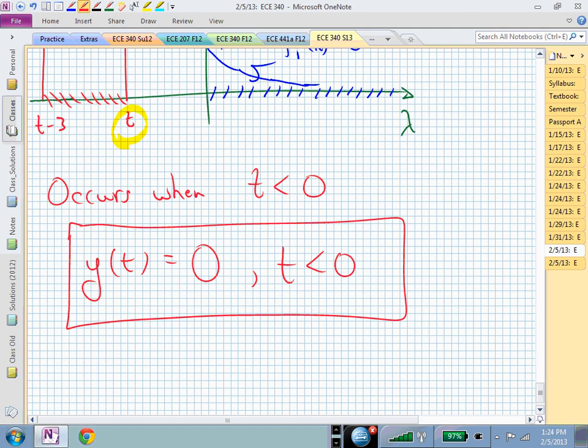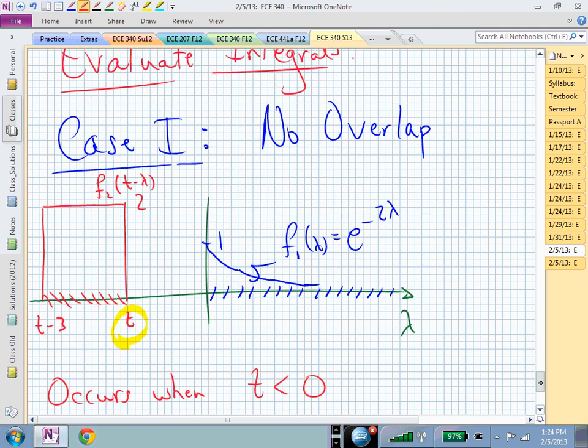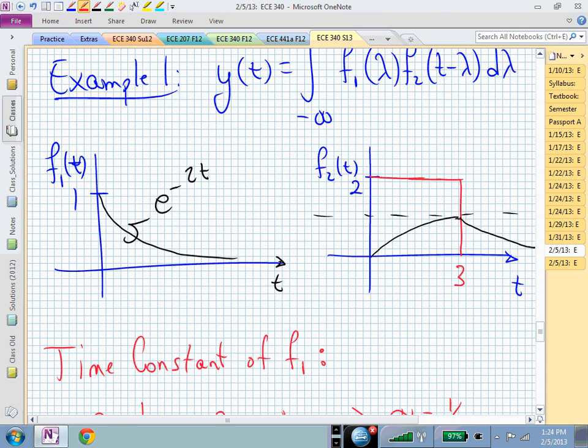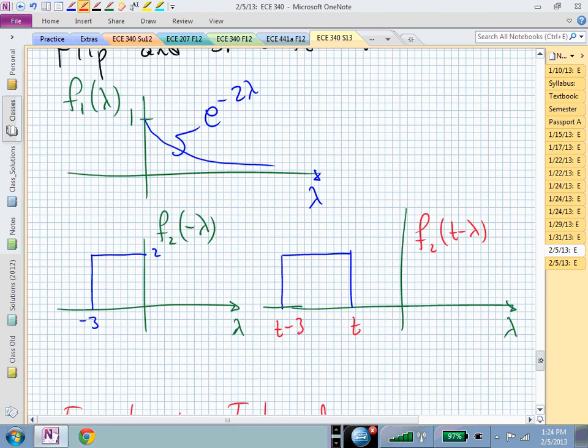And that makes sense with these two waveforms. Here's what we started with. We started with this f sub 2 that turns on at 0 and turns off at 3. And the impulse, it's a causal system, isn't it? Meaning I hit it, and it doesn't respond until I hit it. So as soon as I hit it, it will start responding. But I'm not going to hit it until t equals 0. So this is making sense. I shouldn't see an output until after t is bigger than 0.